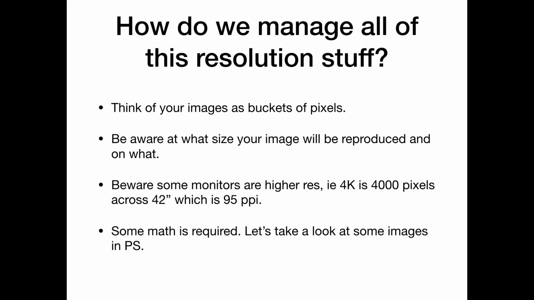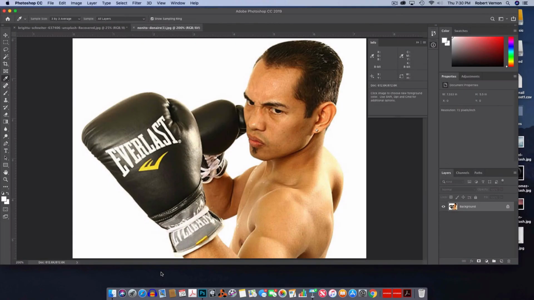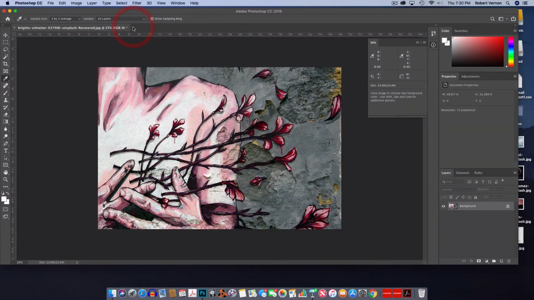I also say here, beware, some monitors are higher resolution now. We have 4K monitors. That's 4,000 pixels wide. That's 95 pixels per inch. Okay. Some math is required. Let's take a look at some images in Photoshop. Okay, let's do that. All right, let's go look at this image. All right.